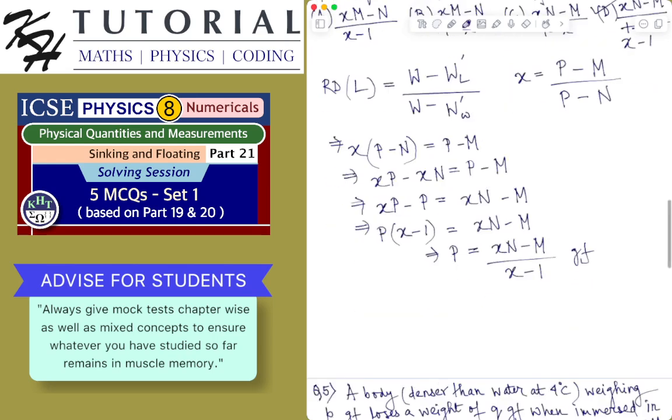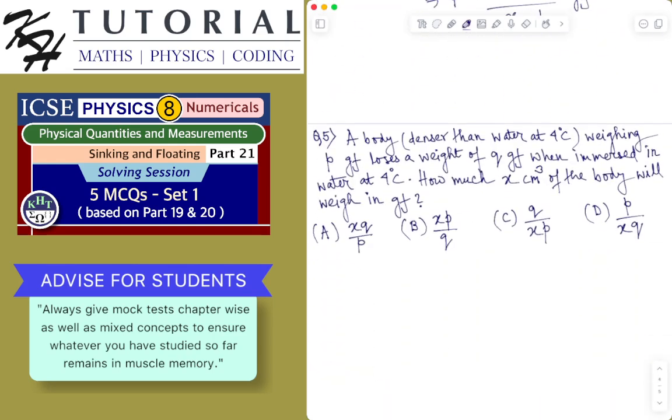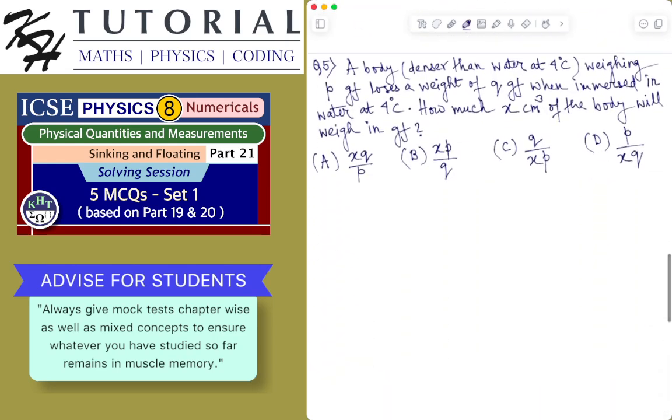Okay, let's see the next problem. A body denser than water at 4 degrees centigrade weighing small p gram force loses a weight of Q gram force when immersed in water at 4 degrees centigrade. So when a body denser than water at 4 degrees centigrade is immersed in water, it will completely sink. This is water at 4 degrees centigrade.